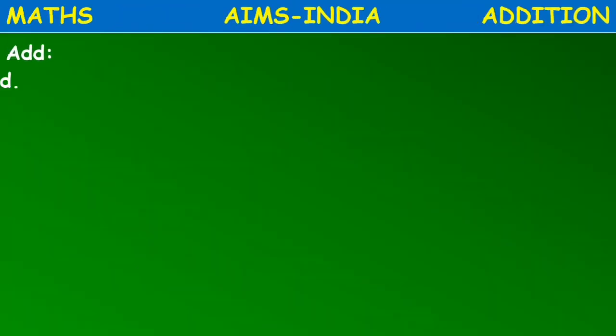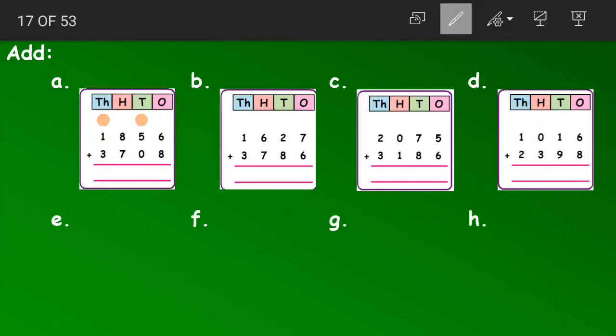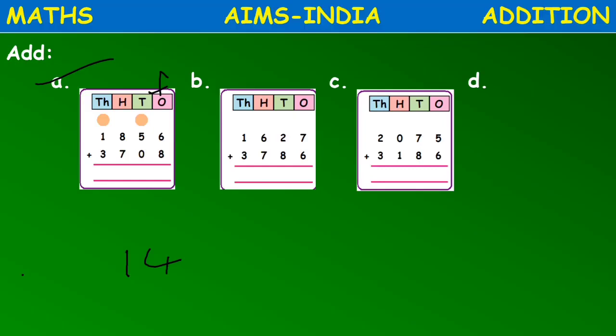Moving on, again we have some more examples here. I'll solve the first question for you. In the ones place, we are having 6 and 8. So 6 plus 8 becomes 14. 6 plus 8 becomes what, children? 6 plus 8 becomes 14.